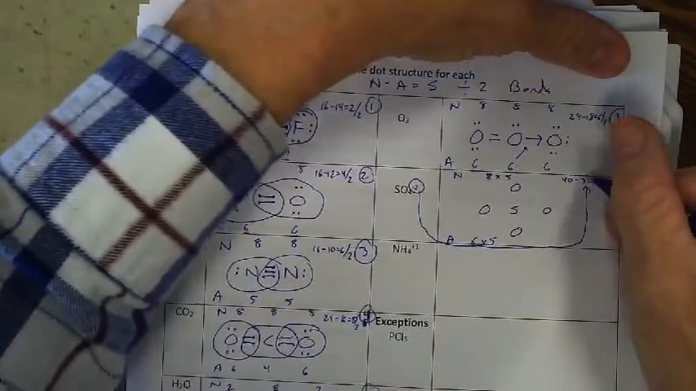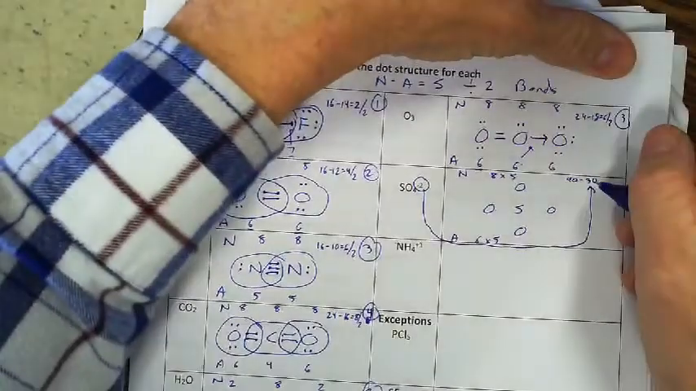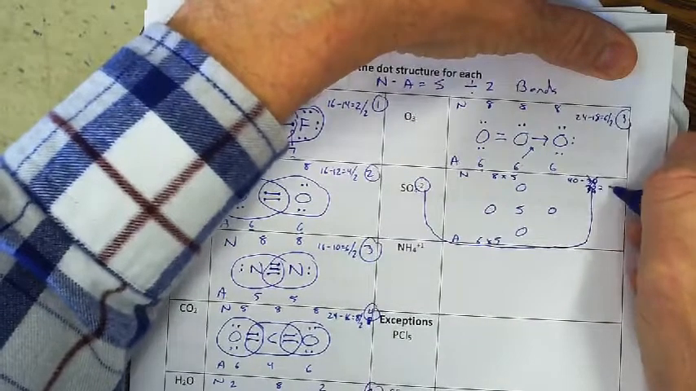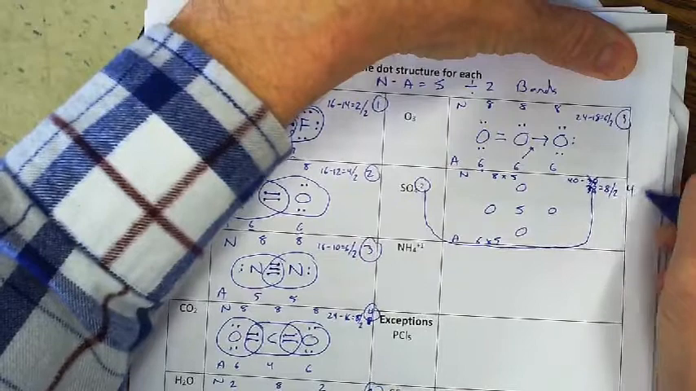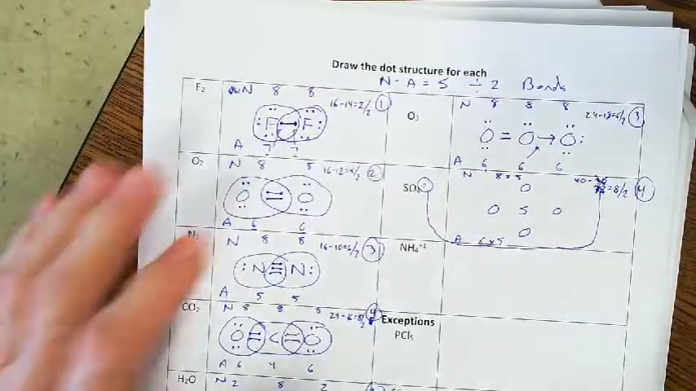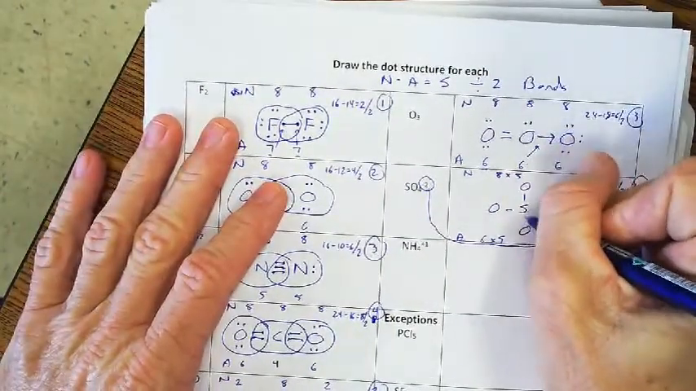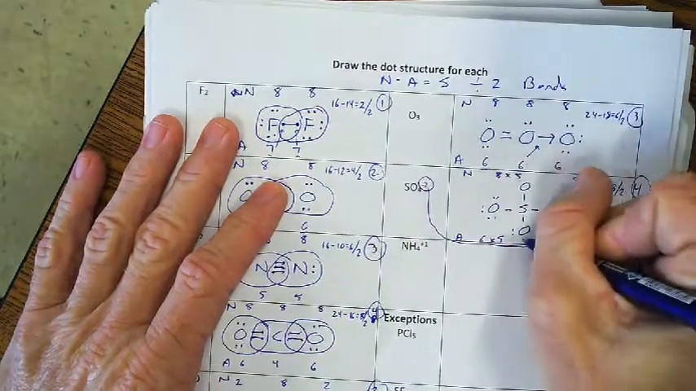You're going to add 2 electrons to it because it has a -2 charge. So instead of 40 minus 30, it's 40 minus 32, which is 8. And then 8 divided by 2, it's got 4 bonds there. Okay. 1, 2, 3, 4. Add dots until they both have 8.